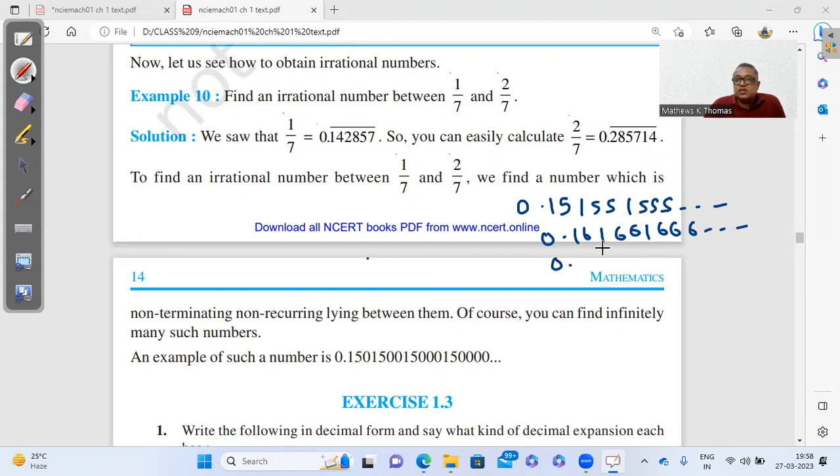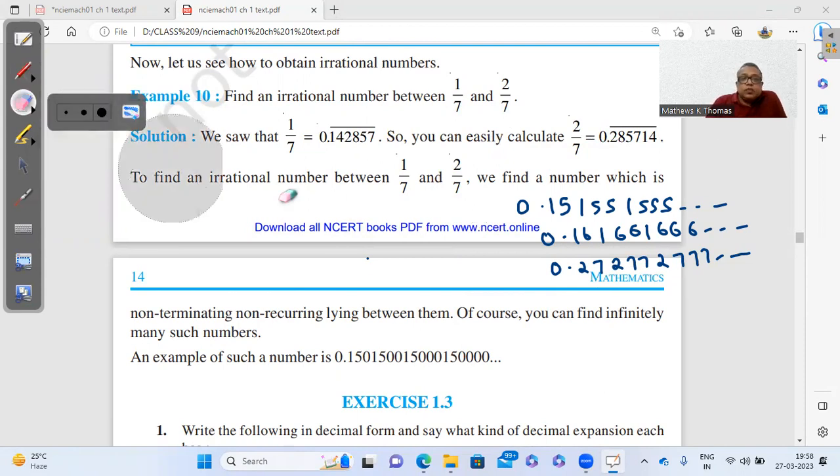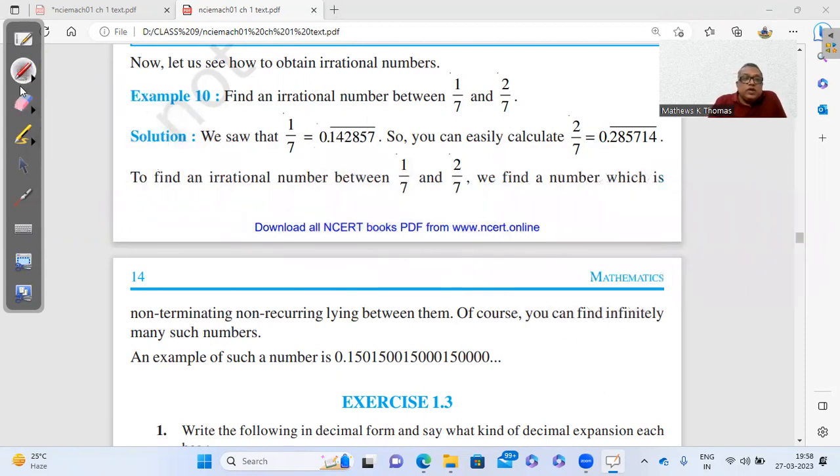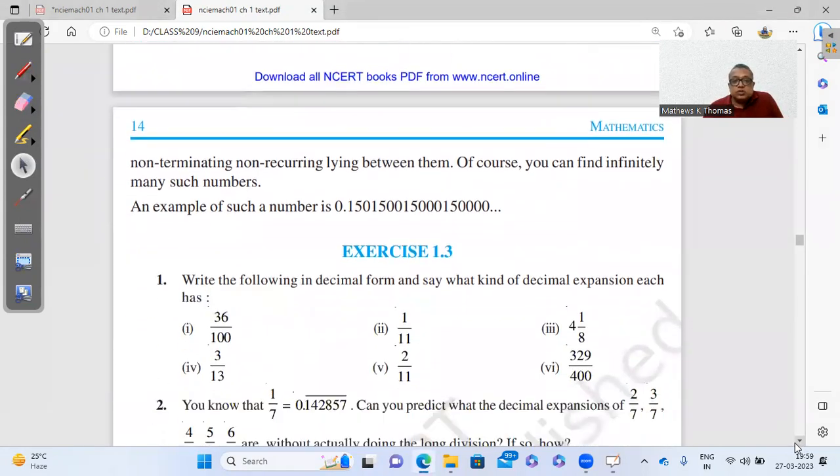I can do this series up to less than 0.28. That means I can go on repeating this up to 0.27. So you can have so many possibilities, 0.27, 277, 277, and so on, right? So any series you can do between 0.14 and 0.28. That means from 0.15 onwards to 0.27, you can put any series there. So this is how we write examples of irrational numbers between two numbers.